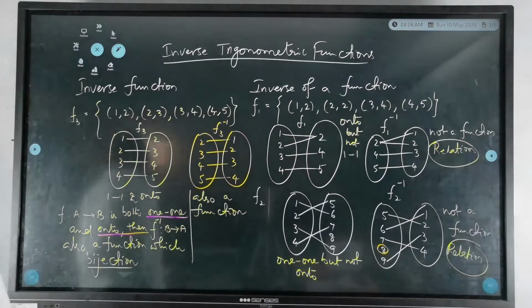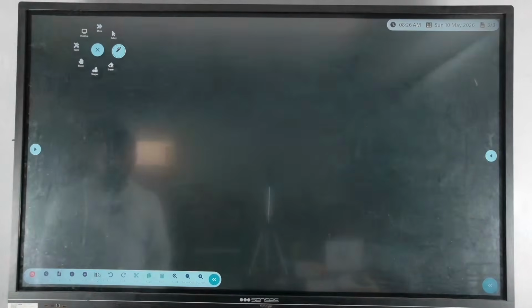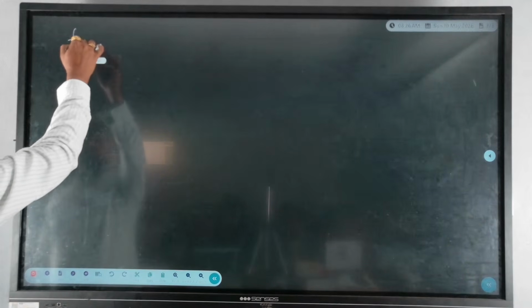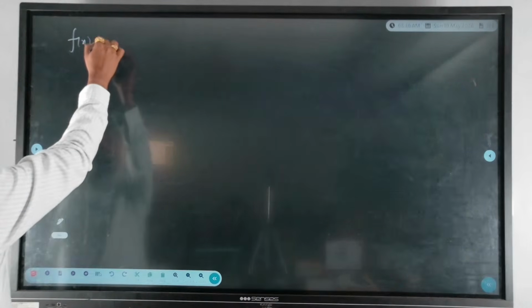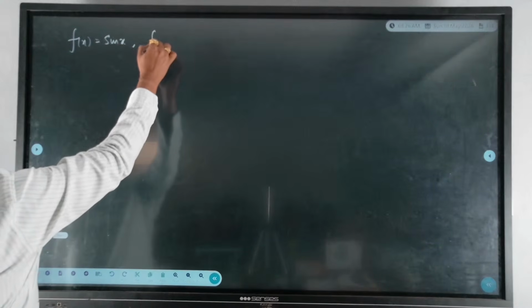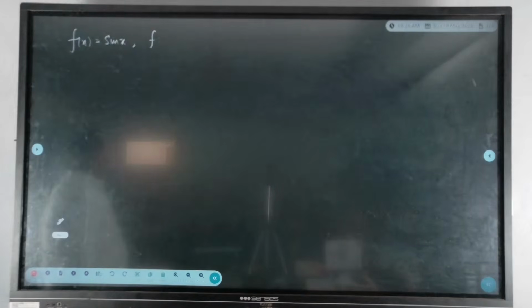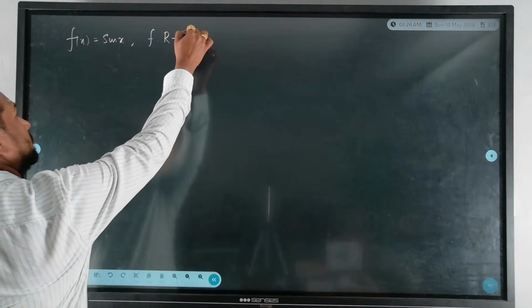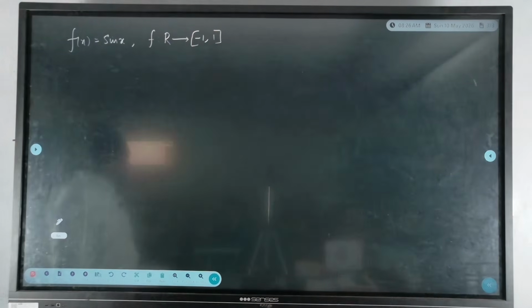Okay, so f(x) is equal to sin x. f maps from, what is the domain of sine? Domain is R, to, what is the range? -1 to 1. Okay.